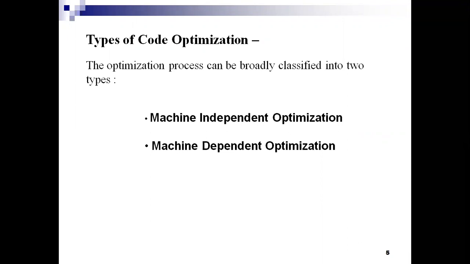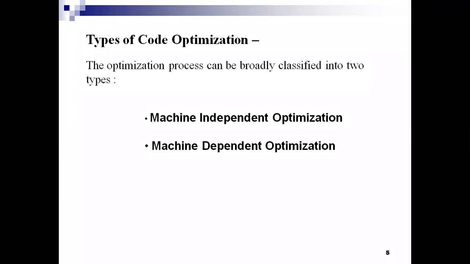Before explaining these types of code optimizations, I need to give some advantages of code optimization. The first advantage is that the intermediate code can be optimized to produce efficient object code. That is one advantage. And code optimization allows faster execution of the source program by making minor modifications. These two are the most important advantages of code optimization.